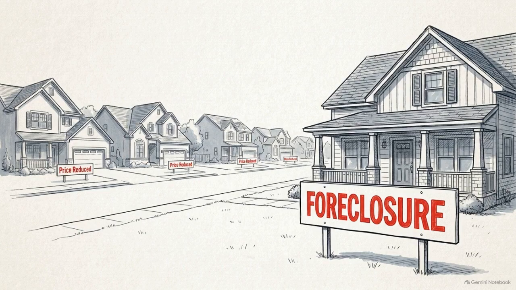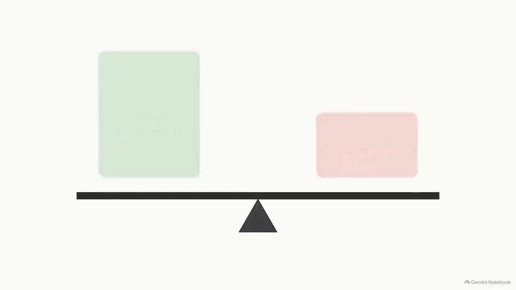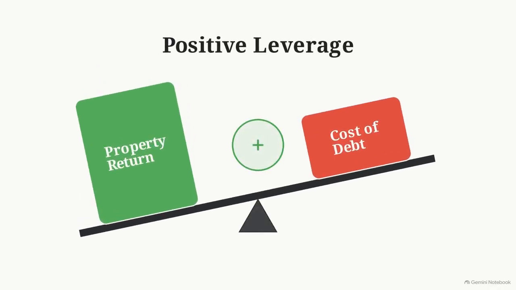Leverage exposes the investor to the price movements of the entire asset, not merely the fraction of cash they initially invested. Professional investors recognize three distinct states of leverage. The first is positive leverage. This occurs when the return generated by the property is strictly greater than the effective cost of the borrowed money.